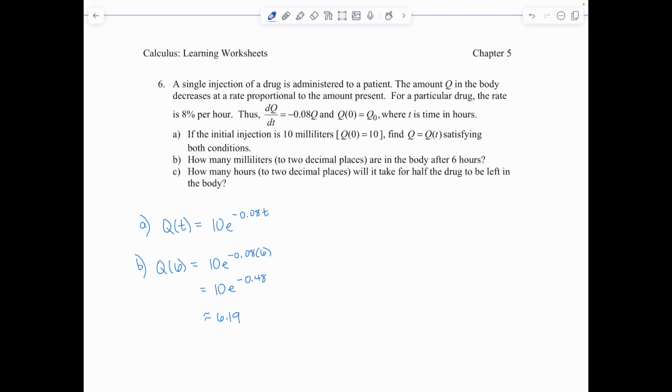So we'll say after 6 hours, approximately, or about 6.19 milliliters will remain in the body.